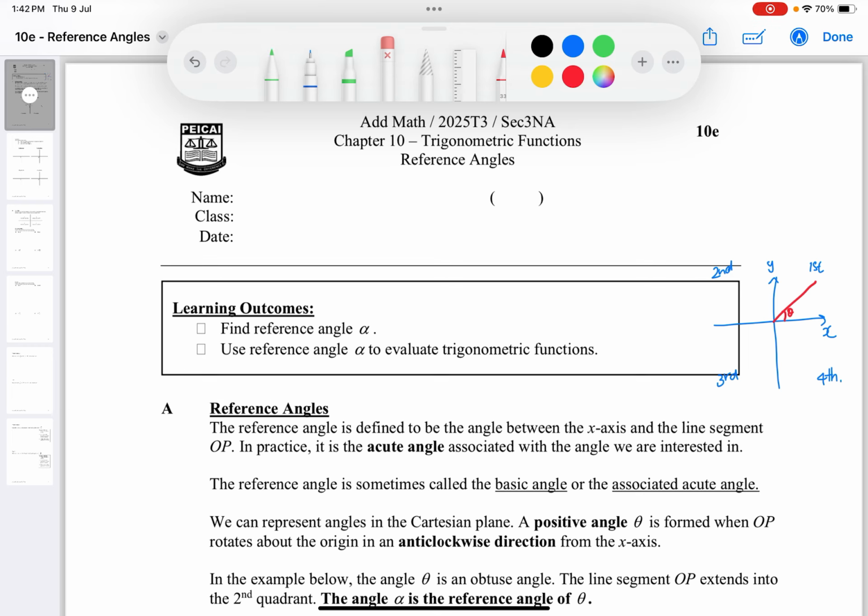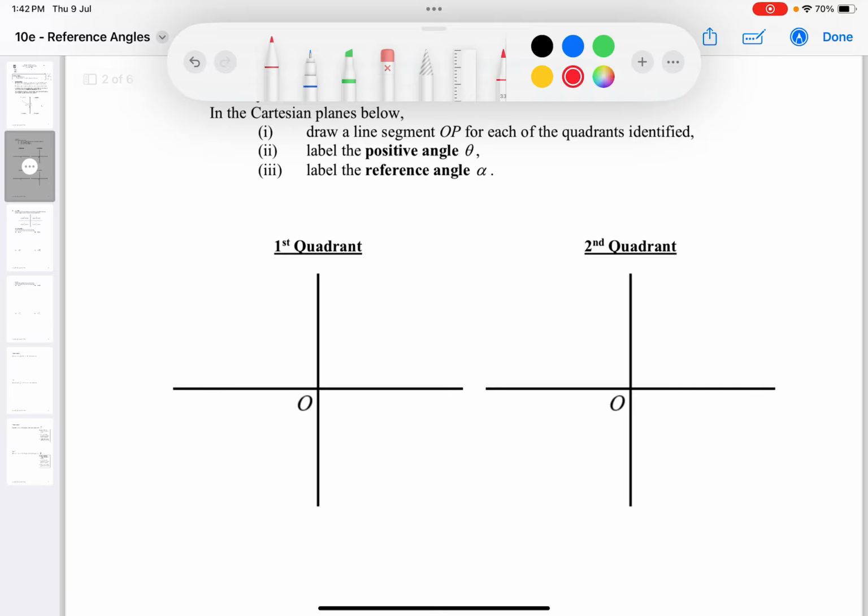Maybe I will bring you to the next page to show you that, in case you missed it from yesterday's lesson. If your angle is in the first quadrant, then your angle is equal to your basic angle, so alpha is equal to theta. Now, if you are in the second quadrant, then your angle theta is obtuse, bigger than 90 but less than 180. Then the corresponding reference angle will be between the line and the x-axis.